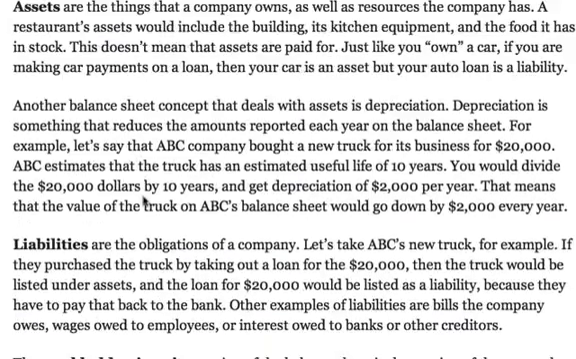The assets are things that a company owns, as well as the resources the company has to use. A restaurant's assets would include the building, its kitchen equipment, ovens, pots, pans, whatever type of equipment they have in the restaurant to cook the food. And then the food that it keeps in stock would be its inventory, which is also an asset.